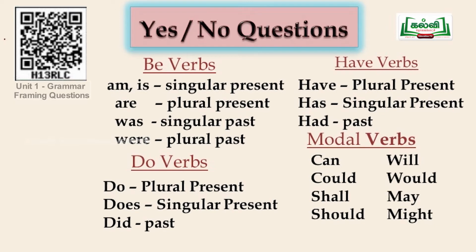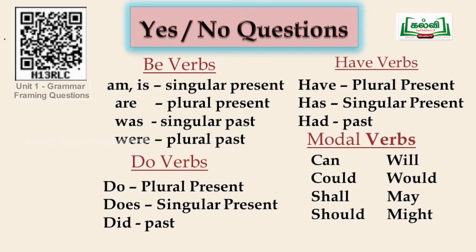Is, when you will use singular present. Are, plural present. Was, singular past. Were, plural past. And let's see have verbs. What are have verbs? Have, has, had. When you will use have, plural present. Has, singular present. Had, past tense.